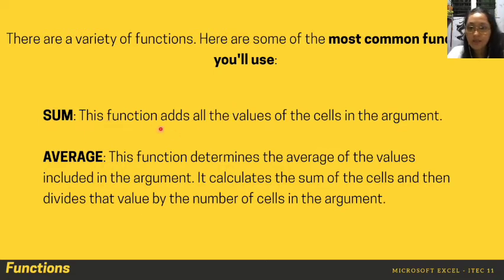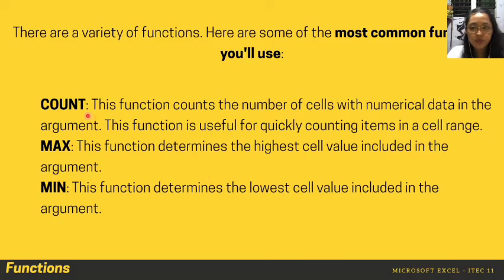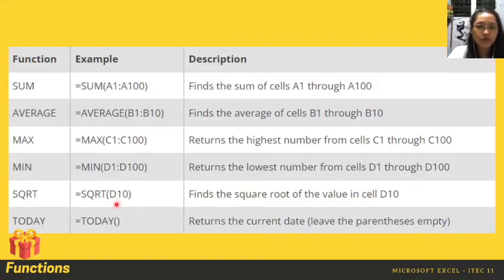So, we have the sum. So, it adds all the values. We have the average. We have the count. It counts the number of cells with numerical data. We have the max, the maximum. We have the minimum for the lowest. So we have here, for example, the sum, and the argument is this one. It's just an example, huh? For the average, we have this one.